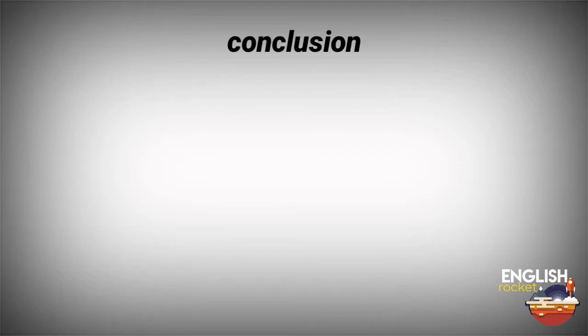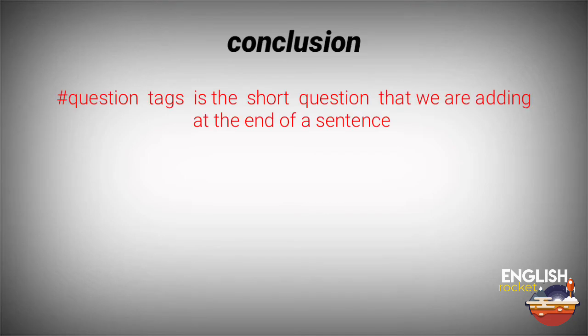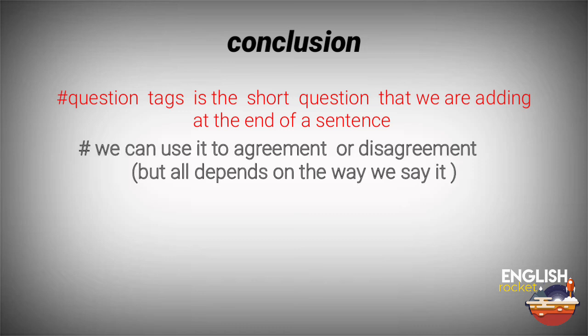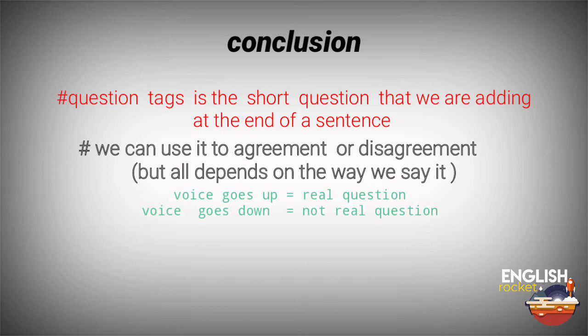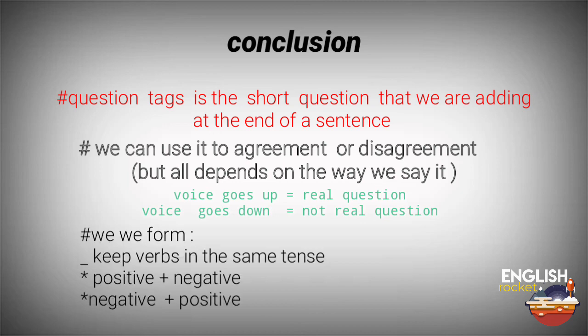So let's conclude what we've seen so far. A question tag is a kind of question that we are adding at the end of a sentence. But we are using it for many cases. But it all depends on our voice. If our voice goes up, it's a real question. If our voice goes down, it's not a real question. When we want to form it, we are keeping the verb in the same tense. Not only this, if the statement is positive, the question tag is negative. If the statement is negative, the question tag is positive.